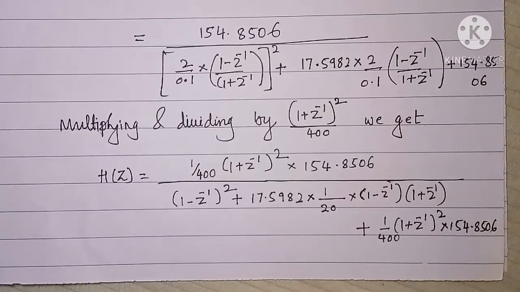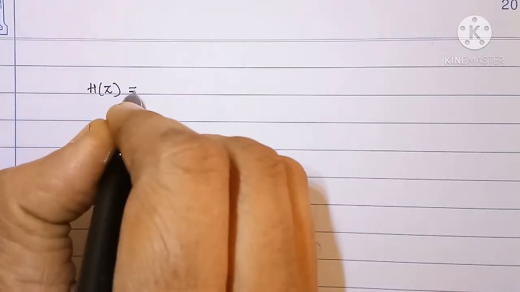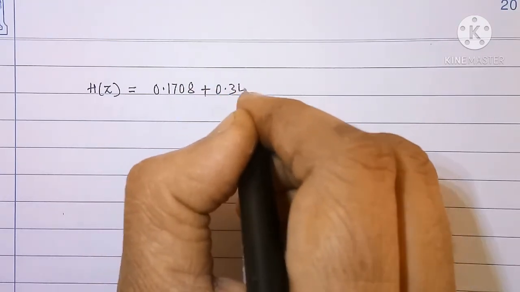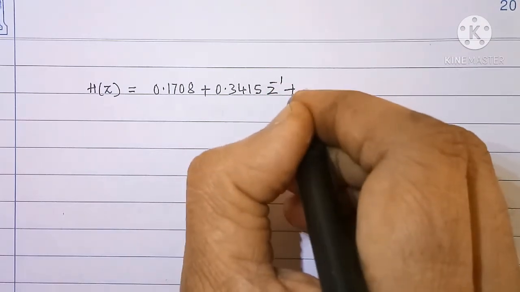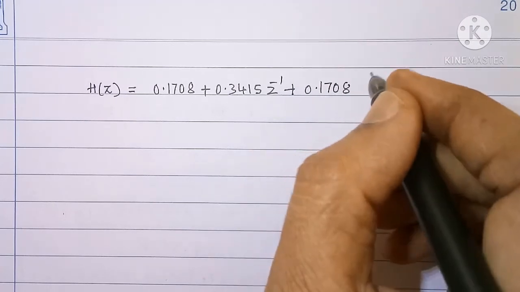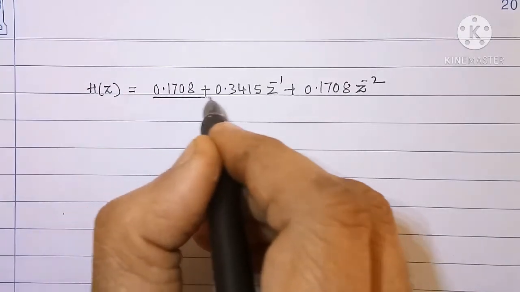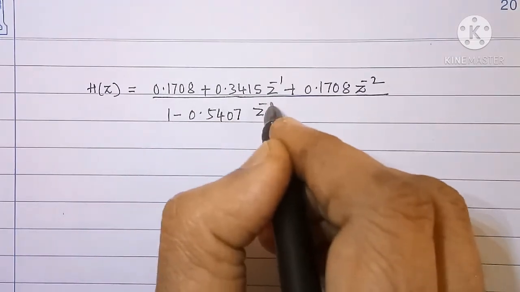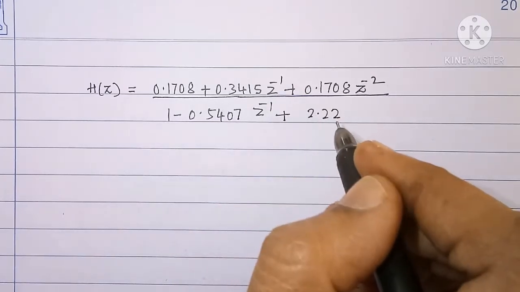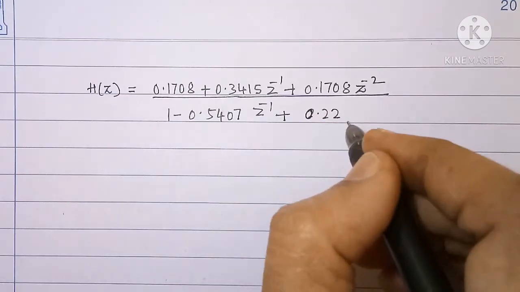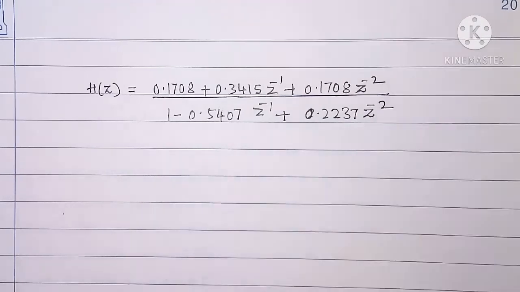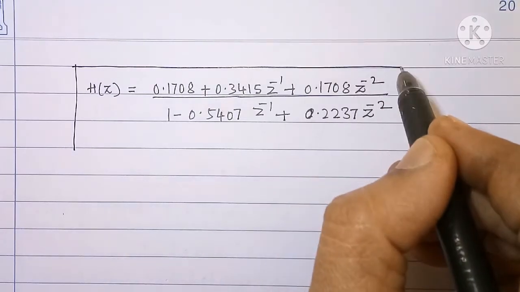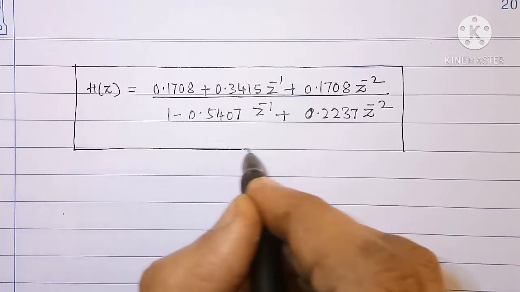Simplifying, we get h of z equal to (0.1708 plus 0.3415 z raised to minus 1 plus 0.1708 z raised to minus 2) whole divided by (1 minus 0.5407 z raised to minus 1 plus 0.2237 z raised to minus 2). So this is the transfer function of digital low pass filter for given specifications.